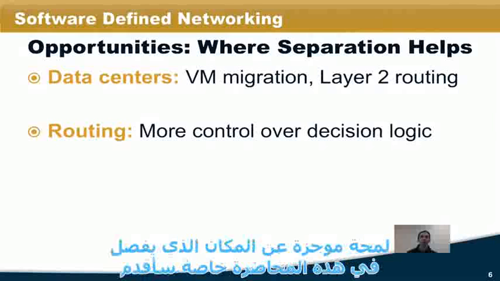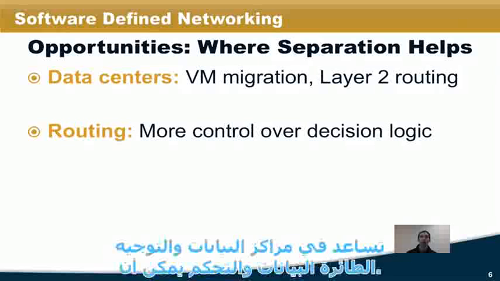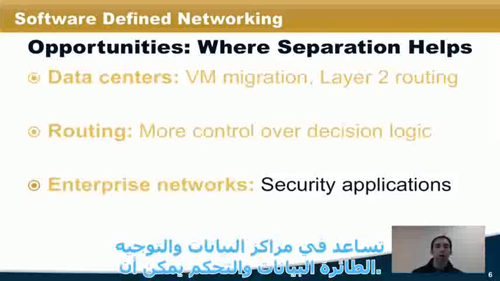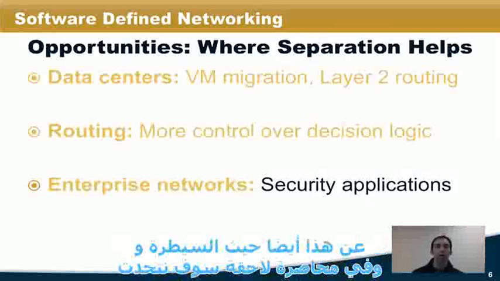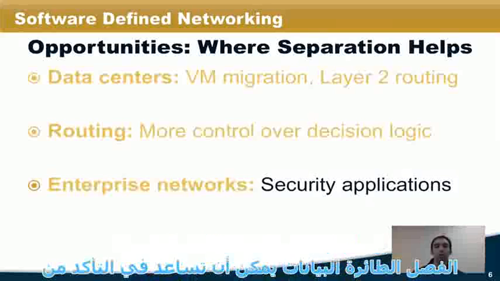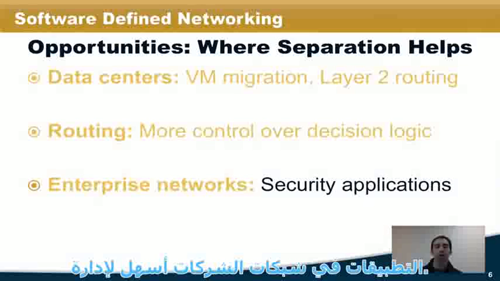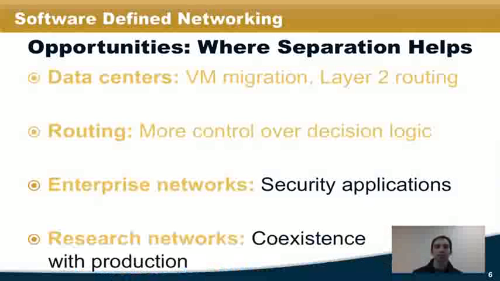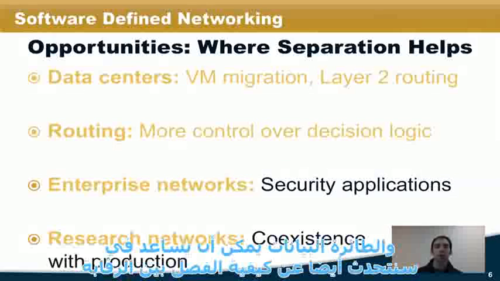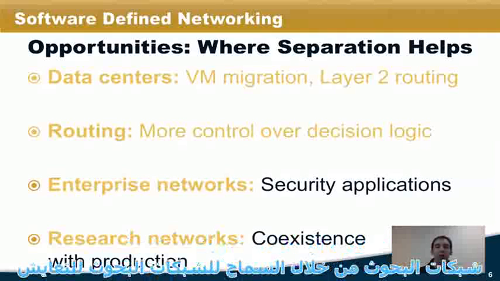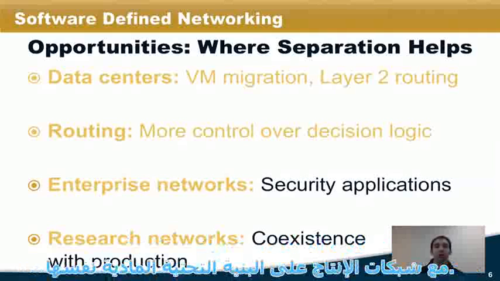In this particular lecture, I will provide a brief overview of where separating the data and control plane can help in data centers and in routing. And in a subsequent lecture, we will talk about also where this control and data plane separation can help make certain applications in enterprise networks easier to manage. We'll also talk about how the separation of control and data plane can help in research networks by allowing research networks to coexist with production networks on the same physical infrastructure.